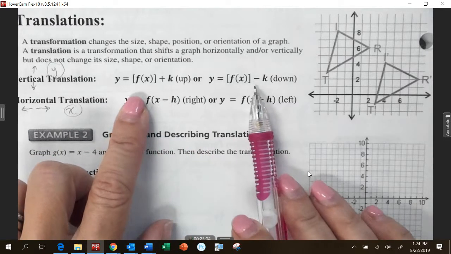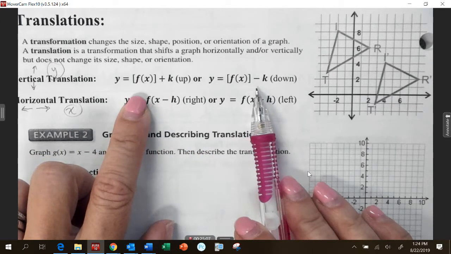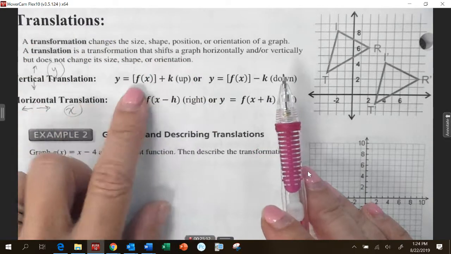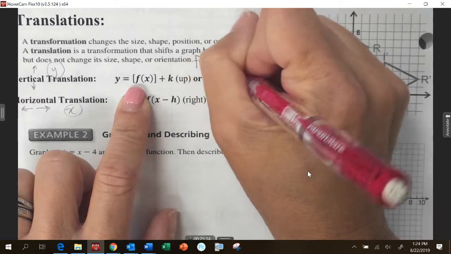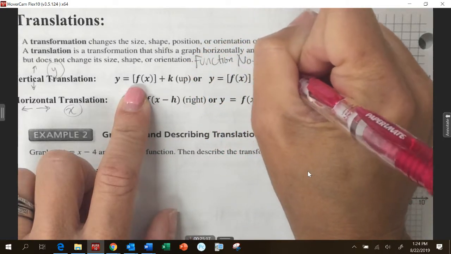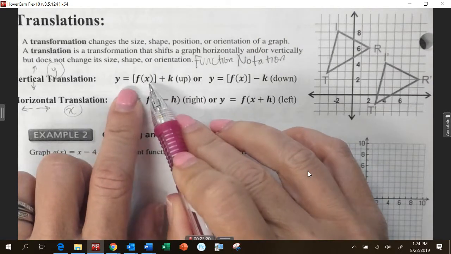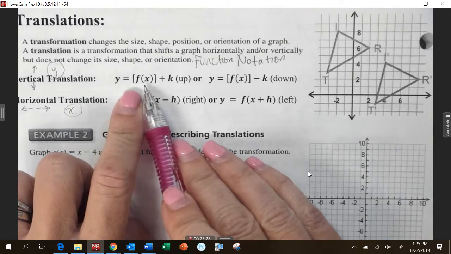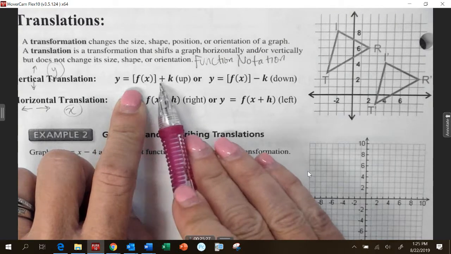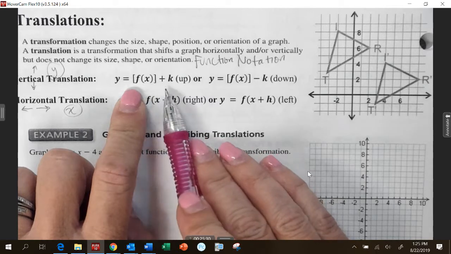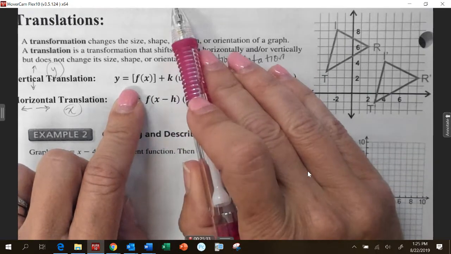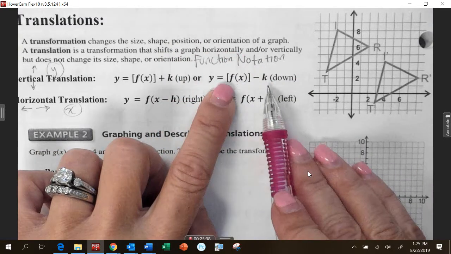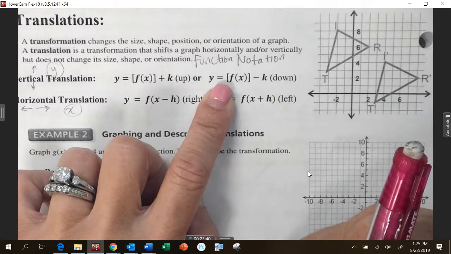Here are some really funny looking notations. These are called function notation of what we're about to do. This is called function notation because it has this f of x in there. What this says is if you take a function and then you add a number to the function, it moves the function up. That makes sense? If you take a function and you subtract the number, it moves it down. That's what these say.